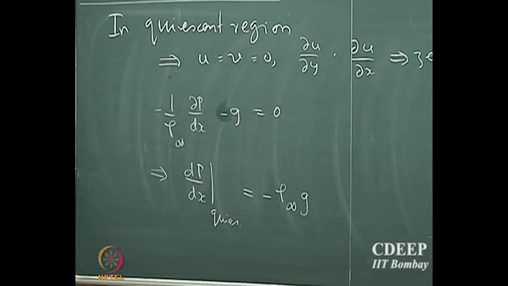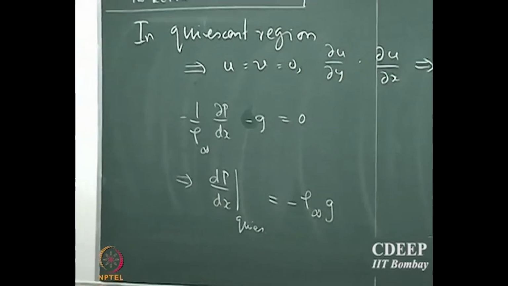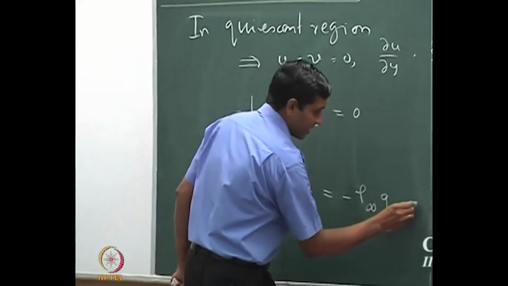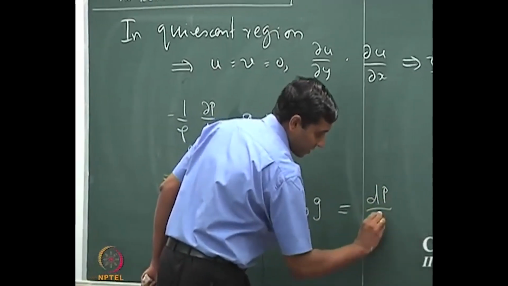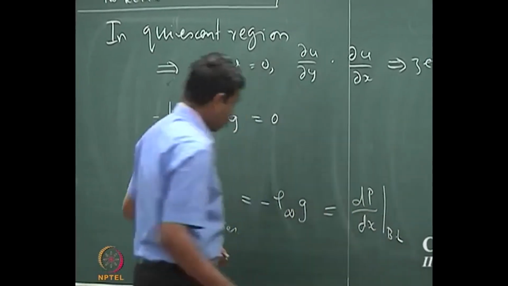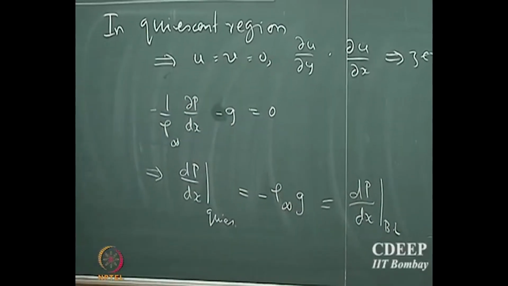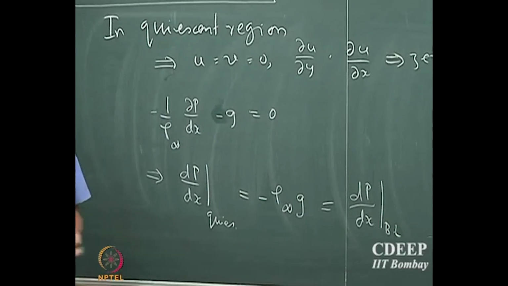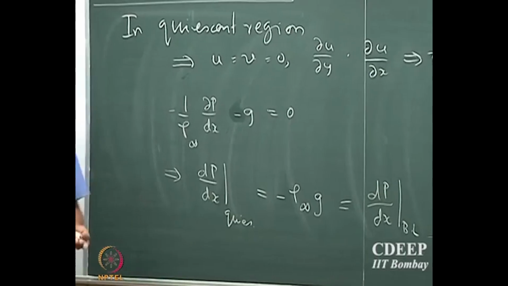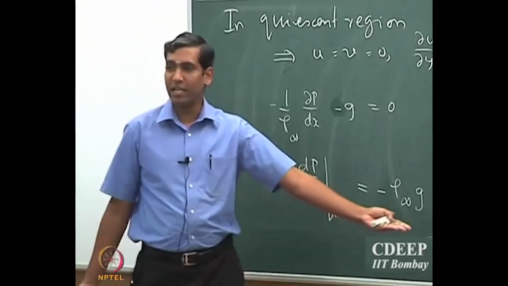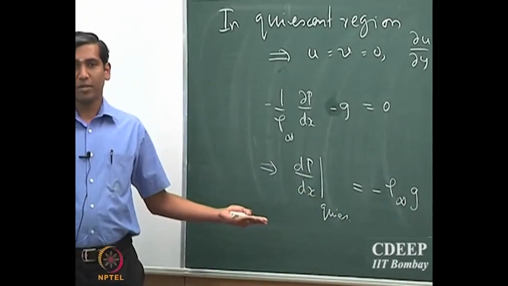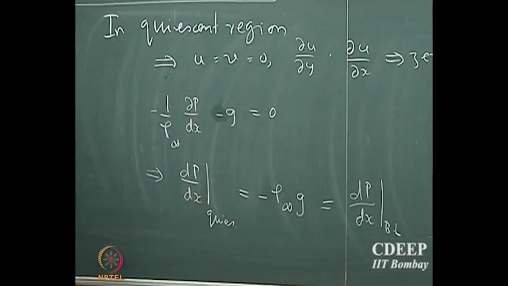Okay. But there is no external forcing, there is no forced convection. So the fluid is not being forced to move at any location. So therefore, the net pressure gradient that the fluid experiences in the boundary layer should be equal to the net pressure gradient that the fluid experiences in the quiescent region, because the fluid is not being forced to move at all, it is actually at rest, and so the net pressure gradient in the boundary layer should be equal to the net pressure gradient in the quiescent region.